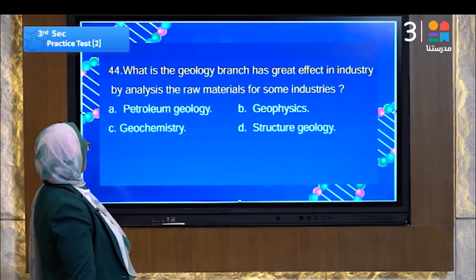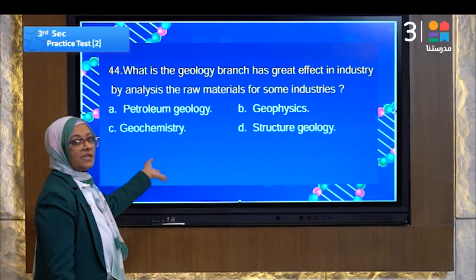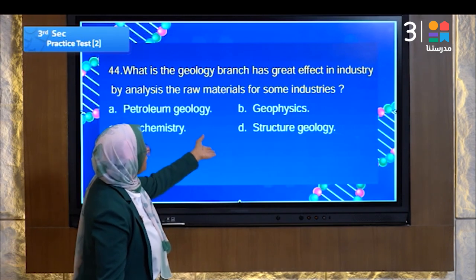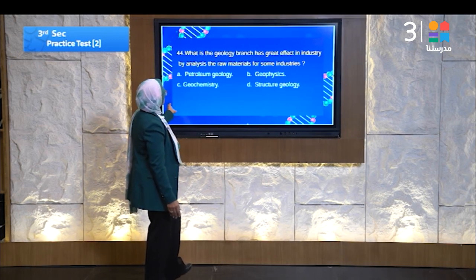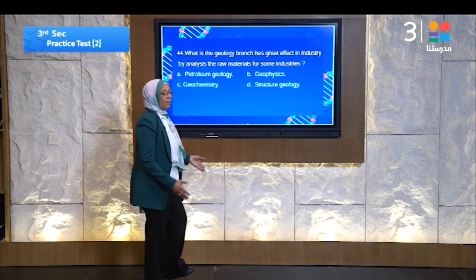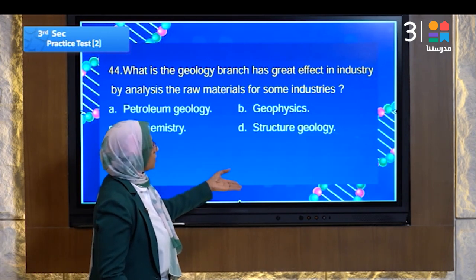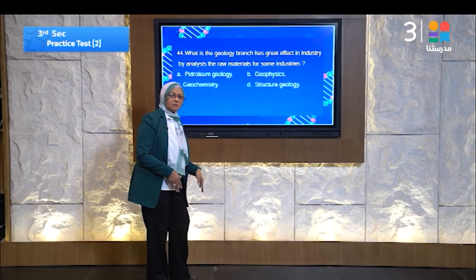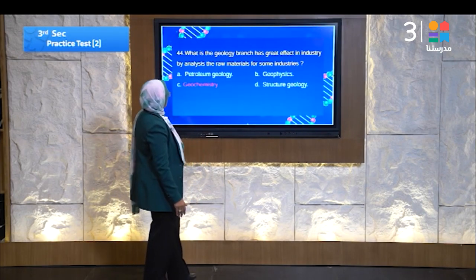What are the choices? A, petroleum geology. Petroleum geology is very effective, yes, it is a source. B, geophysics, a branch of geology. C, geochemistry. Chemistry means the chemical reactions found using the sources of the earth. D, structural geology, which means how to construct in or on the earth. Let's go to the answer.